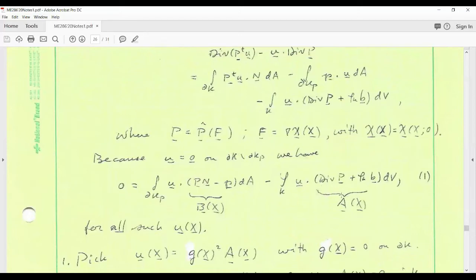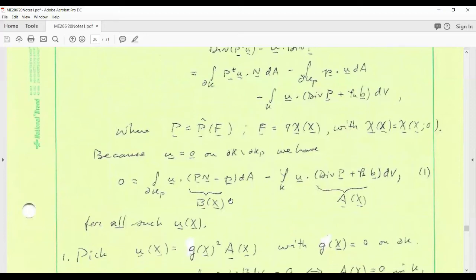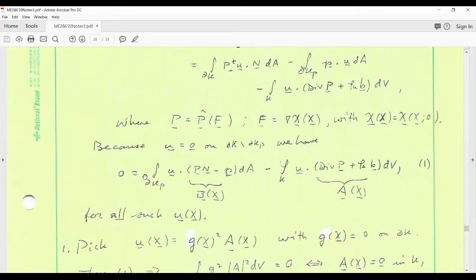Whatever this is, let's call it capital A. It's some function of x alone. And this parenthesis we'll call capital B, another function of x alone. And so the stationarity condition just yields equation one.